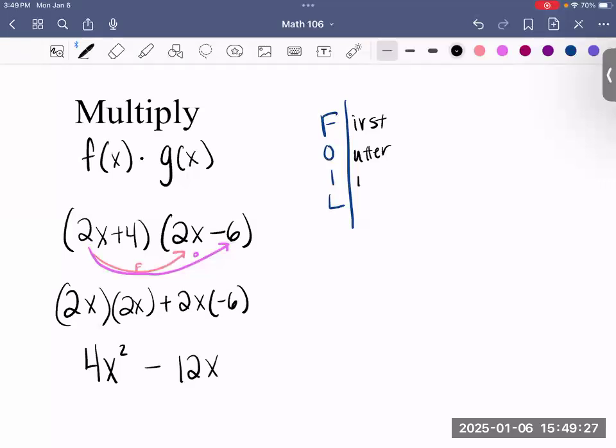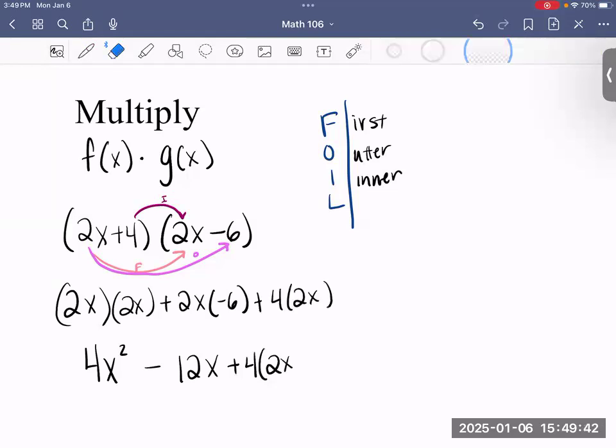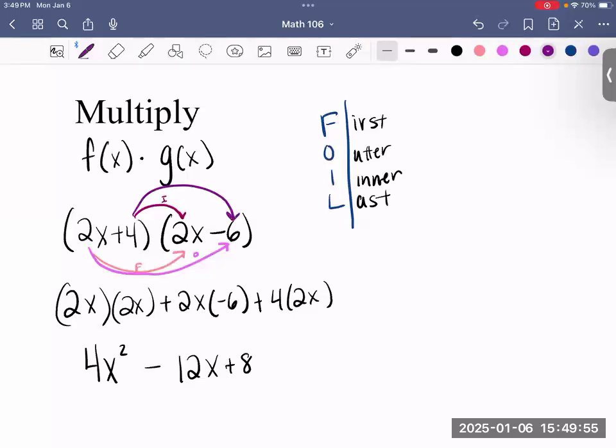And then we have our inner terms. We multiply these two on the inside. That's my I. So we can say plus 4 times 2x, to give us 8x. And then L is our last two terms. So plus 4 times negative 6, that's negative 24. Oops, and I left off an x.